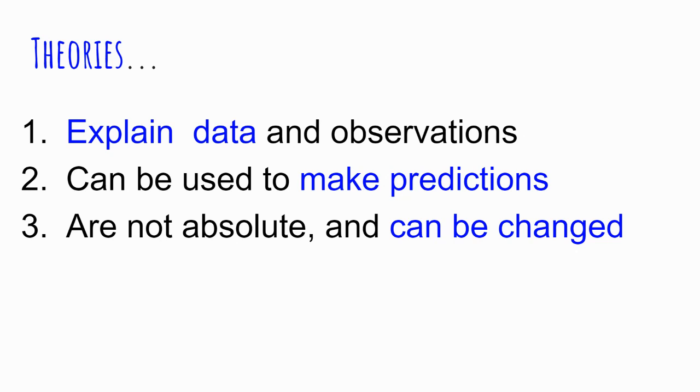Theories like the theory of evolution can explain data we might have gotten from, say, the fossil record or something like that, could help us understand why it looked like that. They can make predictions. Well, if we are using the theory of evolution and we see a certain species of animal living on a certain island, we might be able to make predictions about how that species might change over time. But here's the thing, theories are not absolute, they can be changed.